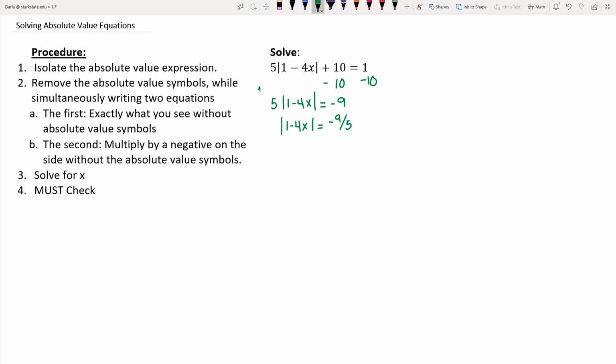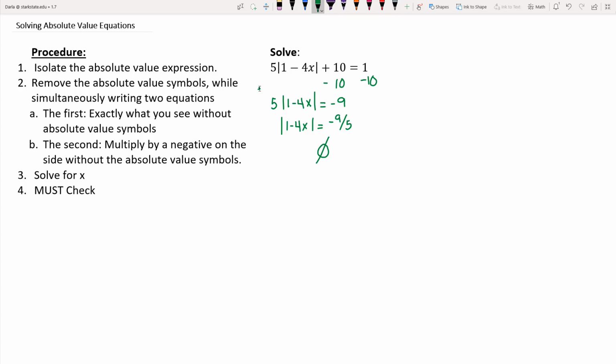And now I have my absolute value equals a negative number. Well, that can never happen. So really, at this point, I can stop and I would know that there are no solutions. An absolute value can never equal a negative number. So my solution in that case would be the empty set.